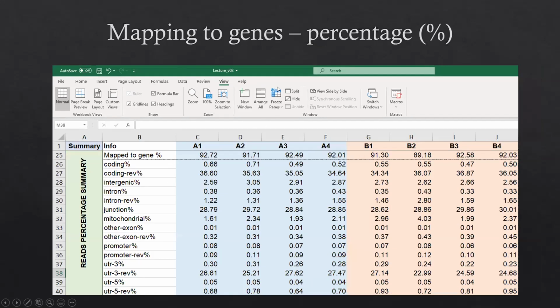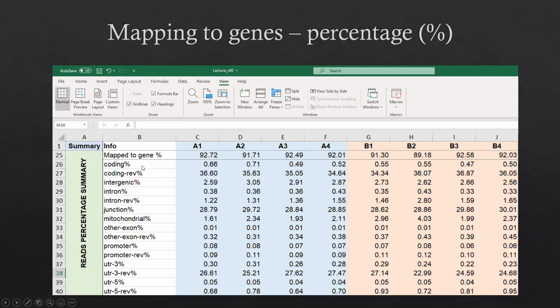This is a file in terms of percentage rather than the total number of reads. So you can easily see the quality of the sequence in terms of how many reads map to the genes. And here we have 8 samples, exactly the same as we showed in the previous slides. Over 90% of reads can be mapped to genes. That's really good. And there is further information you can find from this file.